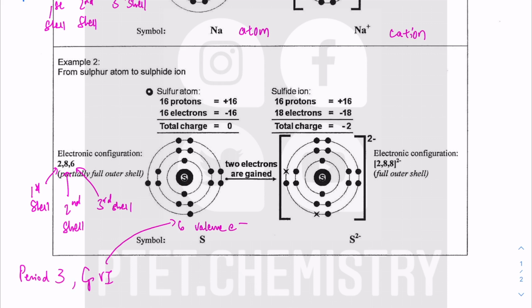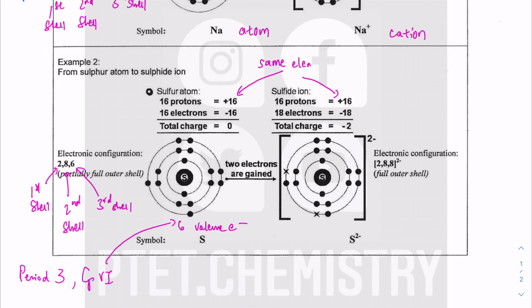Just like before, period number tells you the number of shells being occupied, which is first shell, second shell, third shell. The third shell has only 6 valence electrons. It's not completely filled because you are not in the noble gas. You are not in group 8 yet. Okay. You don't do anything to the number of protons. That's why the proton number remains the same because it's the same element.